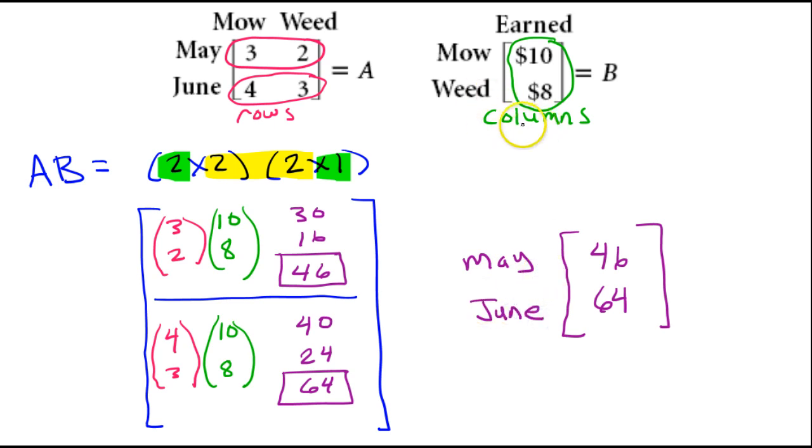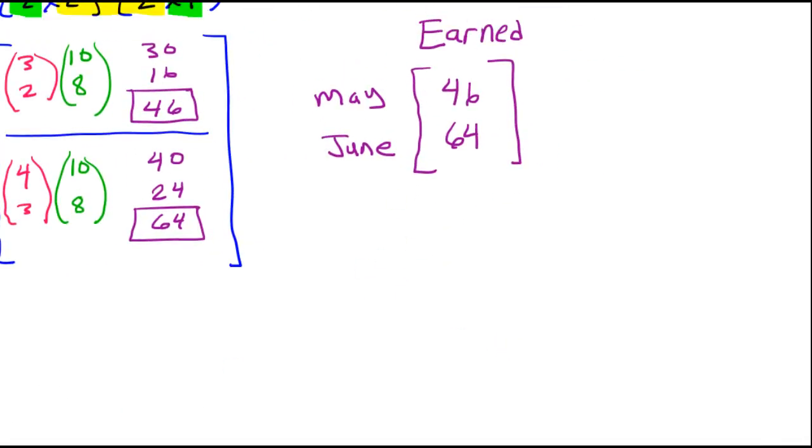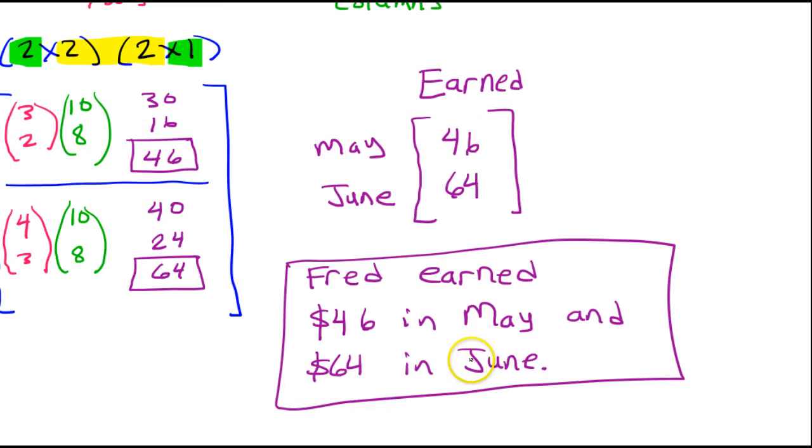Remember that the columns always come from the second matrix. And take a look here. The column is how much he earned. So that's going to be the column label here. This is how much he earned. Okay? So that means he earned $46 in May and $64 in June. And I'll just put that as a little sentence here. So for a real-world application, the answer will always be some sort of a summary statement. And here you go.